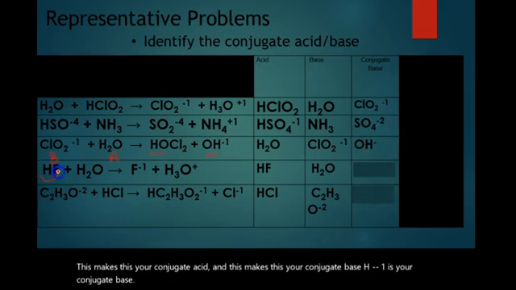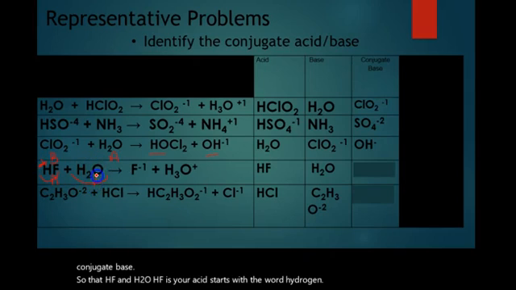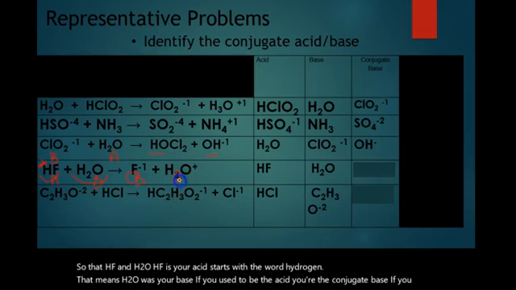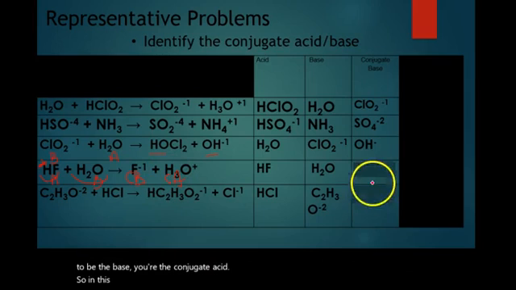So I've got HF and H2O. HF is your acid, starts with the word hydrogen. That means H2O is your base. If you used to be the acid, you're the conjugate base. If you used to be the base, you're the conjugate acid. So in this case, fluoride ion is going to be your conjugate base.